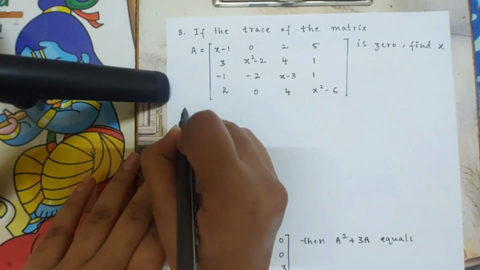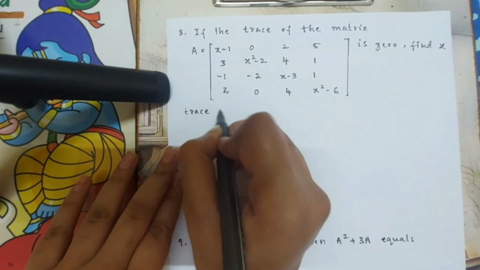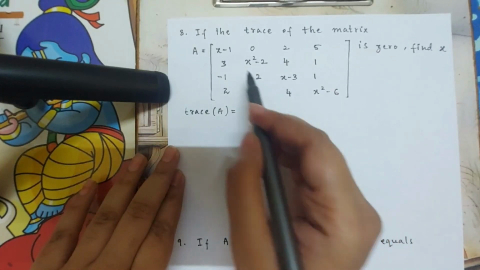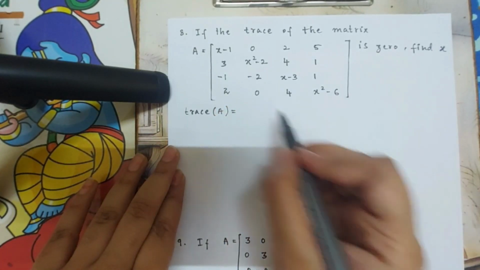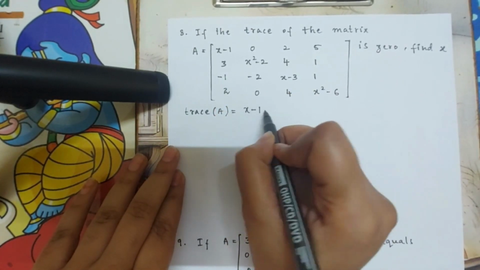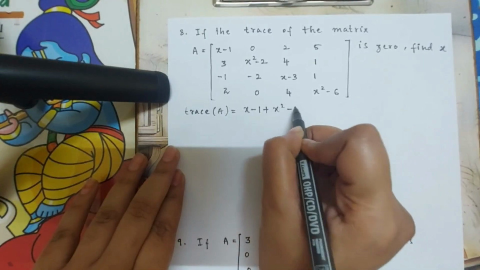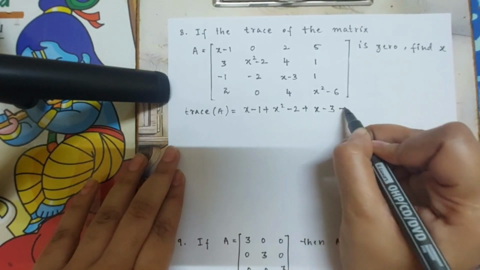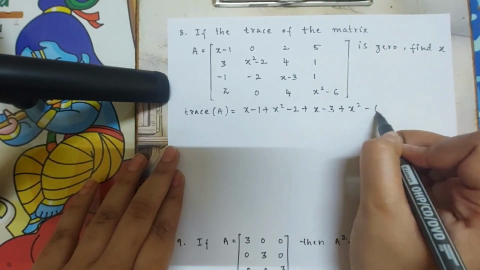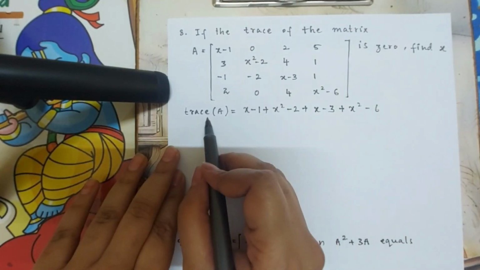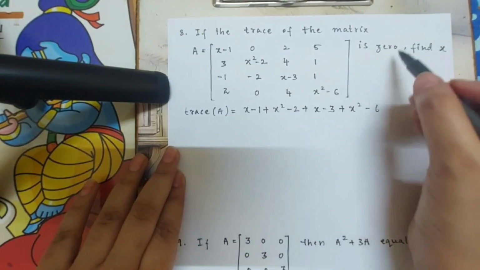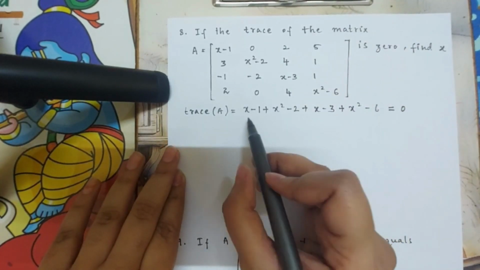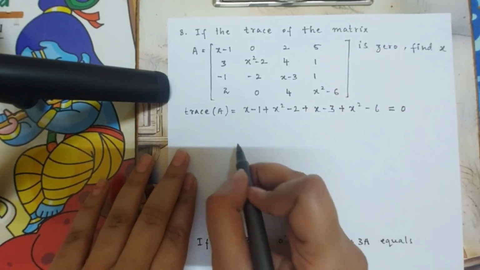So the trace of matrix A will be equal to the sum of its diagonal elements, that is x minus 1 plus x square minus 2 plus x minus 3 plus x square minus 6. Now this value is given as 0, so this will be equal to 0. So let us add this and write the equation first.